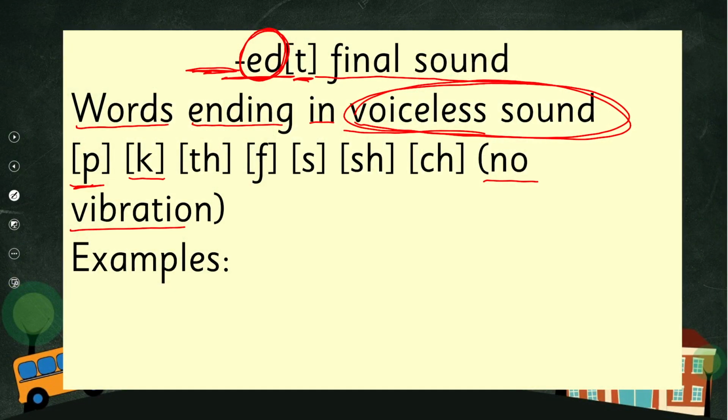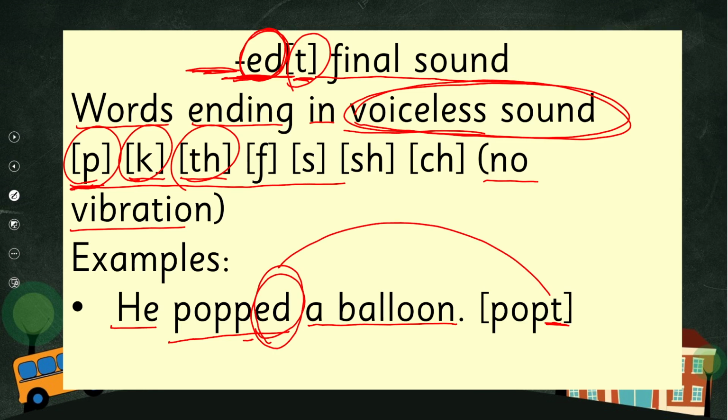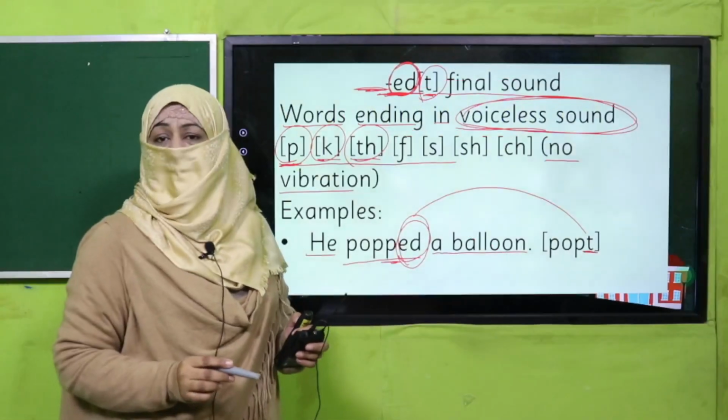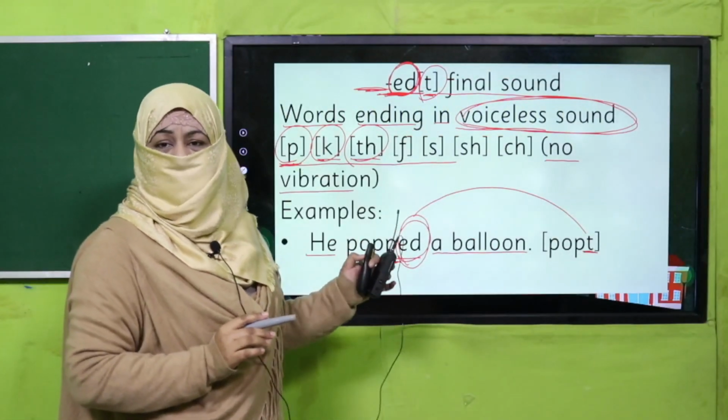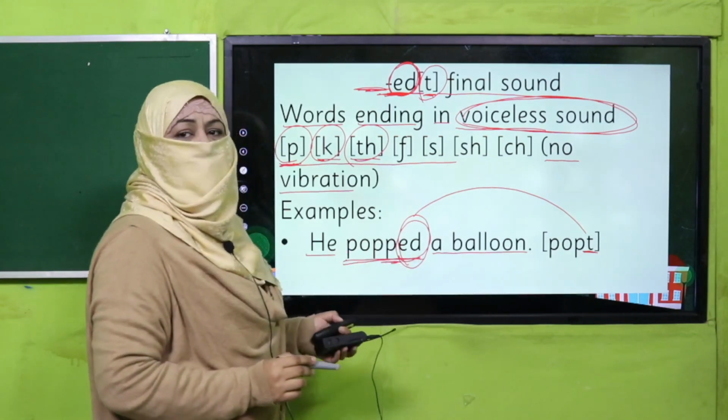So these sounds don't have voice, they are voiceless sounds, and before ED, if you find one of these sounds, you will pronounce it as T. For example, he popped a balloon. Now, why is this sound sounding like T? Because before this, there is P, and P is a voiceless sound. Understand? So you'll say it, he popped a balloon.